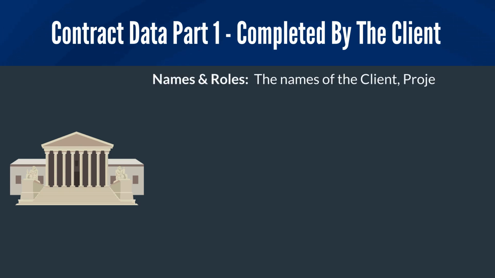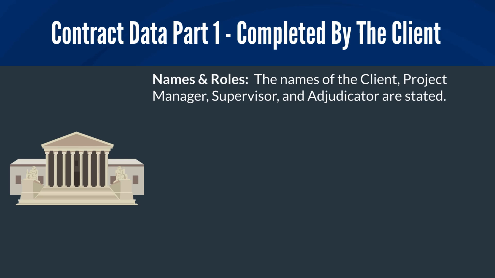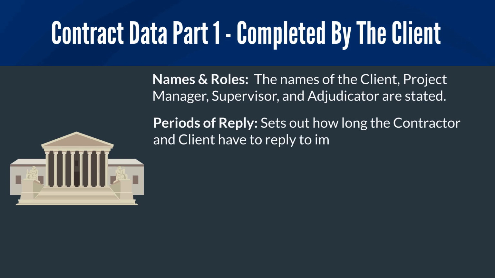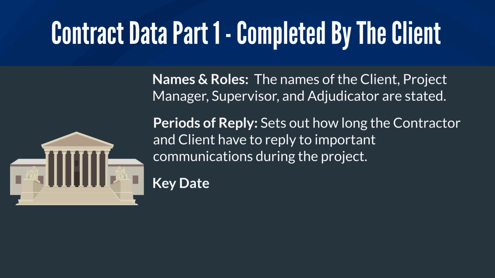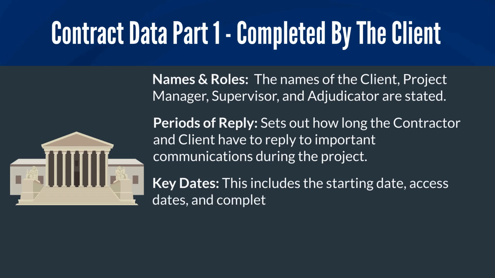Contract Data Part 1 is completed by the client or employer before the contract is tendered. This part sets out the key legal and procedural parameters of the contract, including names and roles, the names of the client, project manager, supervisor, and adjudicator as stated. Periods of reply sets out how long the contractor and client have to reply to important communications during the project. Key dates. This includes the starting date, access dates, and completion date.